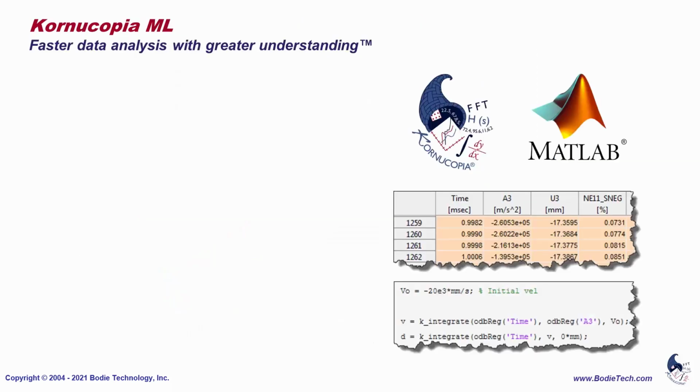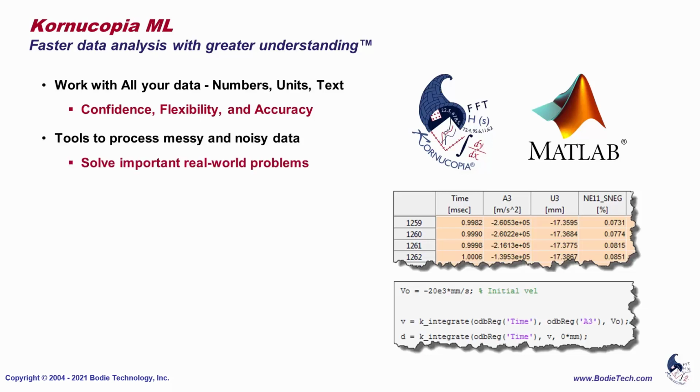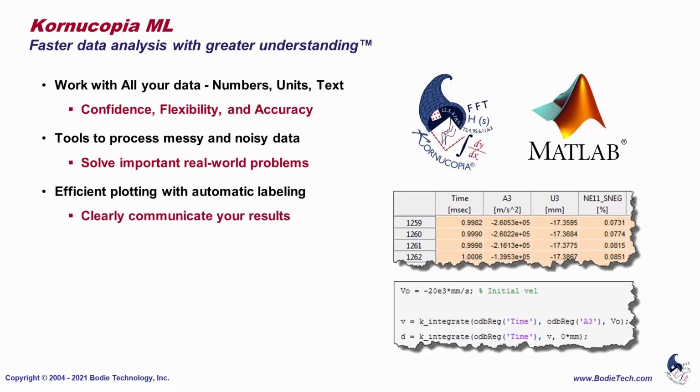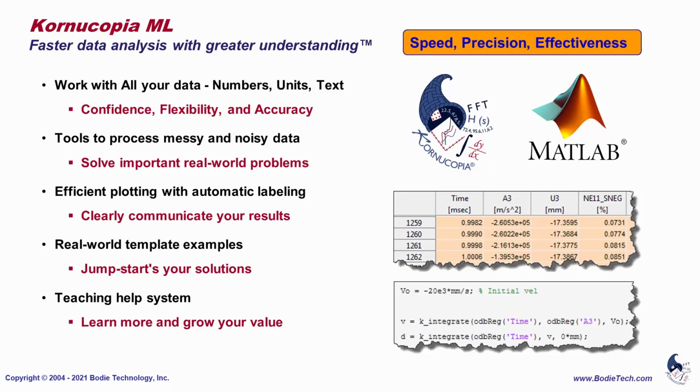With Kornucopia ML, you get faster data analysis with greater understanding, because you get to work with all your data: numbers, units, and text. This enables flexible and more accurate workflows, giving you and your organization greater confidence in your results. There are powerful tools to process messy and noisy data for solving important real-world problems. With efficient plotting that has automatic labeling, you can quickly and clearly communicate your results. And our real-world template examples allow you to jumpstart your solutions. This is all supported by a teaching help system that allows you to learn more and grow your value. Kornucopia ML improves the speed, precision, and effectiveness of you and your organization.